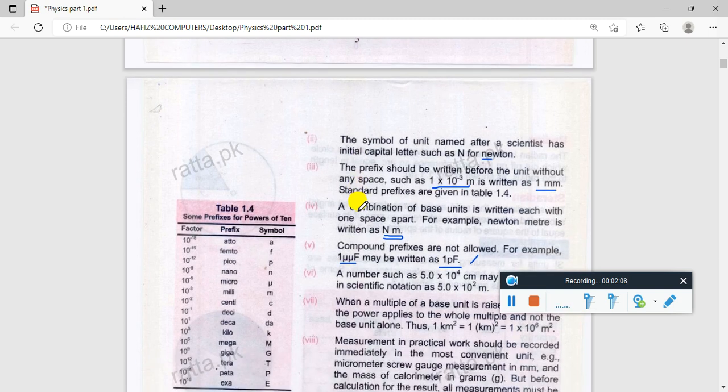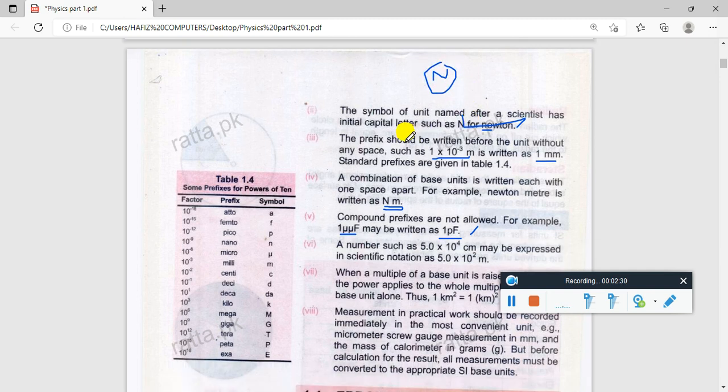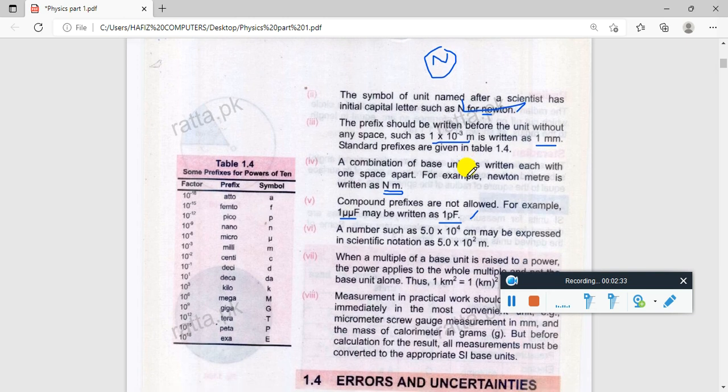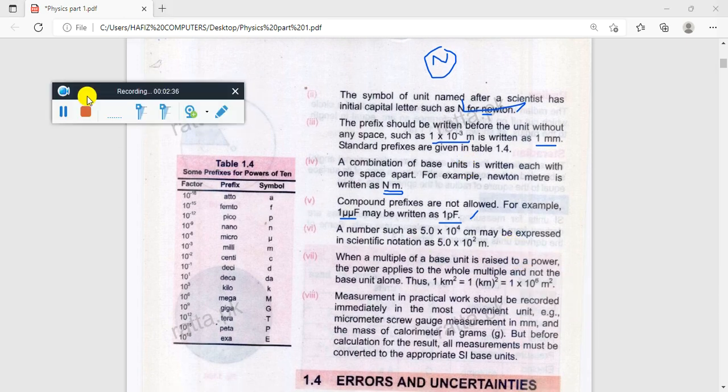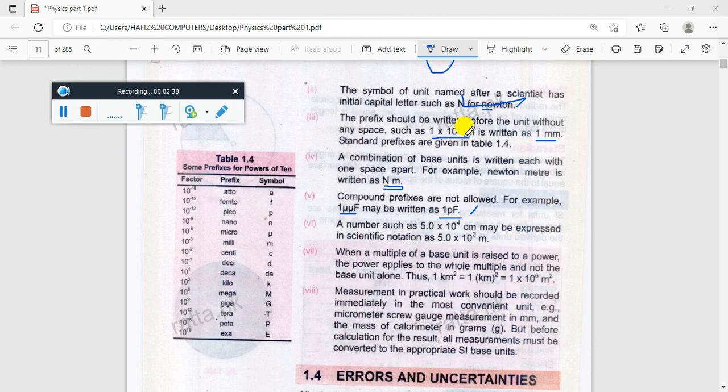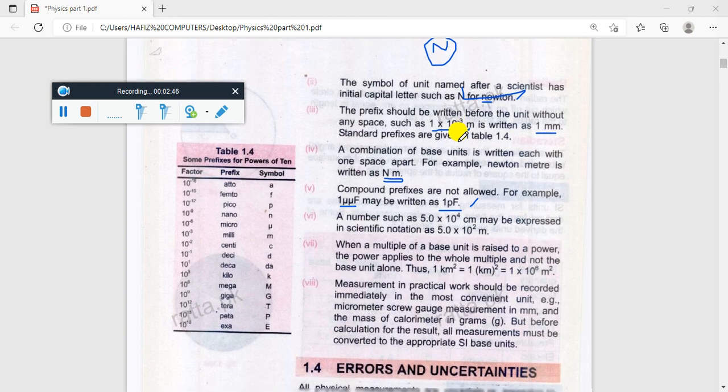The next one is that the symbol of a unit named after a scientist has an initial capital letter, such as N for Newton. For example, when we write that the unit of force is Newton, we will not always write the complete name. We will symbolize it with capital N. So capital N will always show the unit Newton. Next, the prefix should be written before the unit without any space, such as 10^-3 meter is written as 1 millimeter, because 1 millimeter is equal to 1 over 10^3 meter.